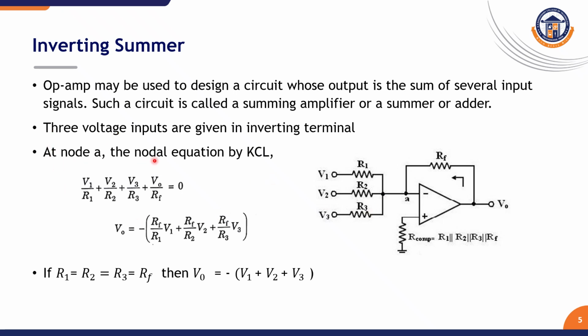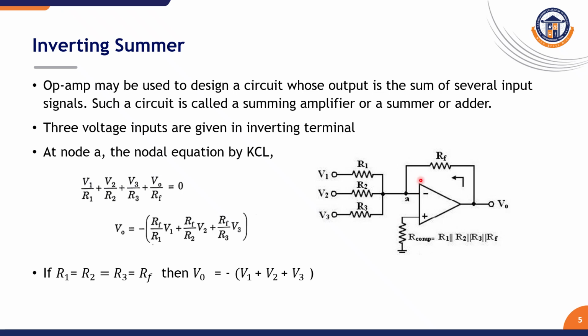At node A, applying the nodal equation by KCL, Kirchhoff's current law, the algebraic sum of the currents meeting at a junction is equal to 0. So the current flowing through the first resistance R1, V1 by R1 plus V2 by R2 plus V3 by R3 plus V0 by RF is equal to 0. From this we can obtain the expression for V0 is equal to minus RF by R1 into V1 plus RF by R2 into V2 plus RF by R3 into V3.